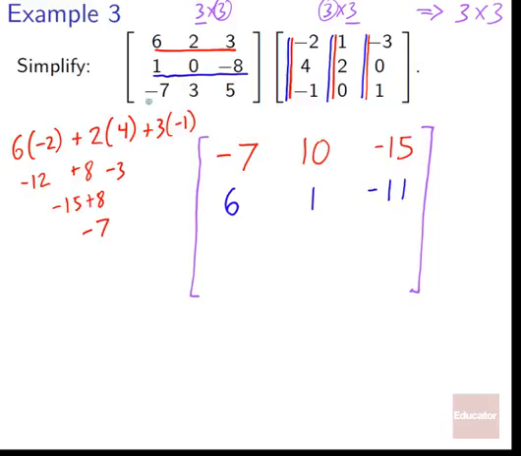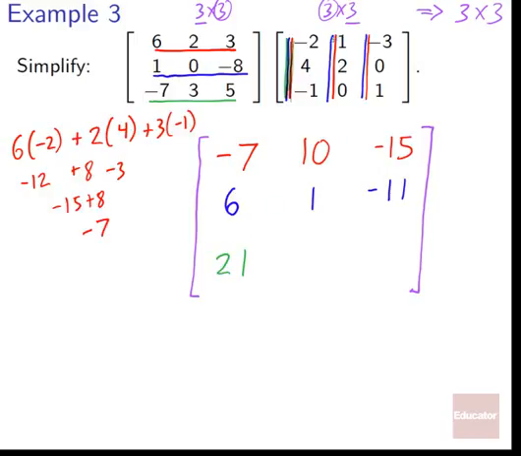And then finally, negative 7, 3, 5. So negative 7, 3, 5 on negative 2, 4, negative 1. So negative 7 times negative 2 becomes positive 14. 3 times 4 becomes positive 12. So positive 14 plus positive 12 becomes positive 26. 5 times negative 1, negative 5. 26 minus 5 is 21.